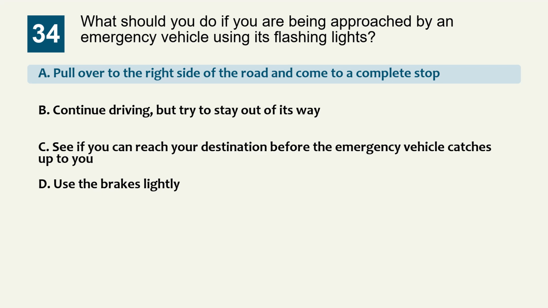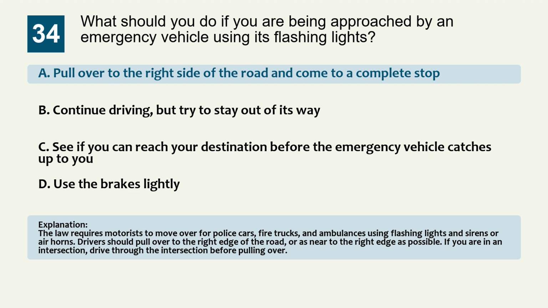The correct answer is option A. Pull over to the right side of the road and come to a complete stop. The law requires motorists to move over for police cars, fire trucks, and ambulances using flashing lights and sirens or air horns. Drivers should pull over to the right edge of the road, or as near to the right edge as possible. If you are in an intersection, drive through the intersection before pulling over.